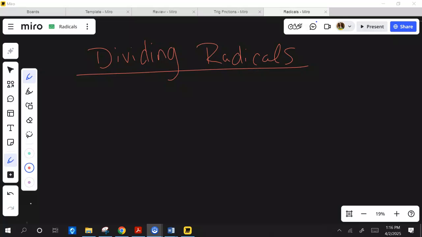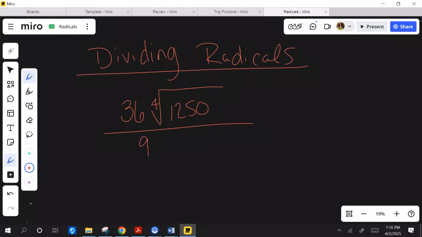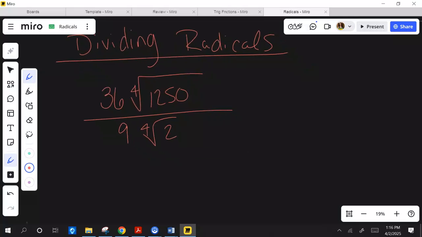So, for example, I might have something like 36 times the fourth root of 1,250 divided by 9 times the fourth root of 2. Well, because these are the same root and they're radicals, if I'm multiplying or dividing, I can put them under the same radical or I can keep them split up, depending on whatever works best for me. I know that I can divide 1250 by 2. I also know that I can divide 36 by 9.